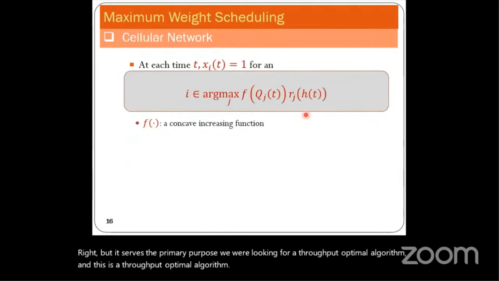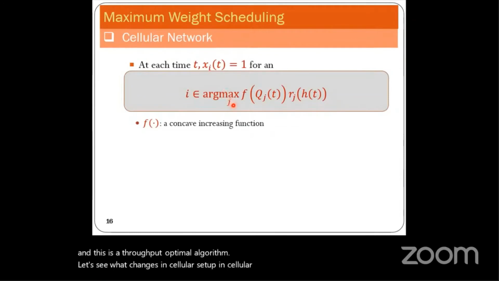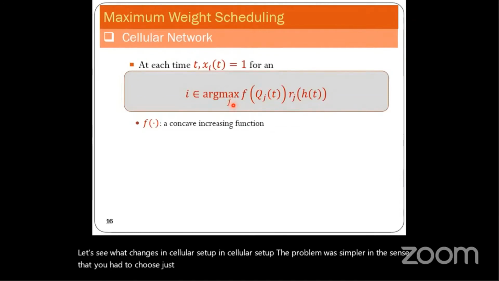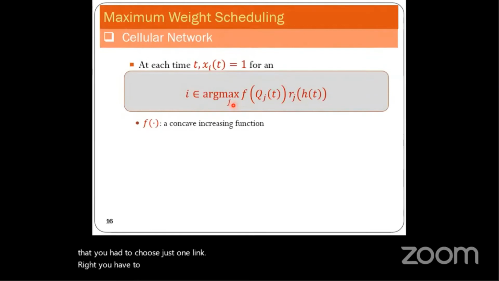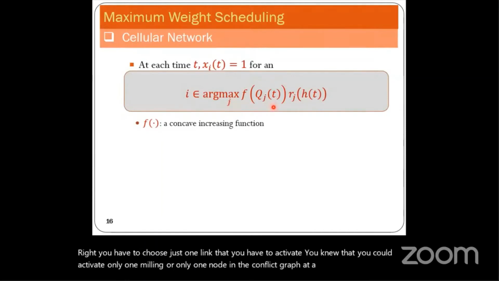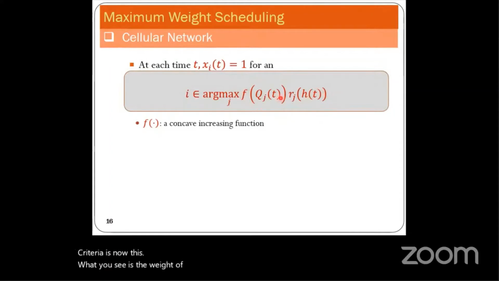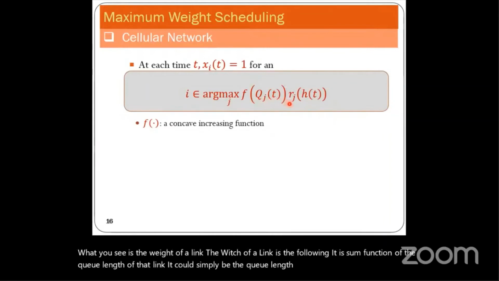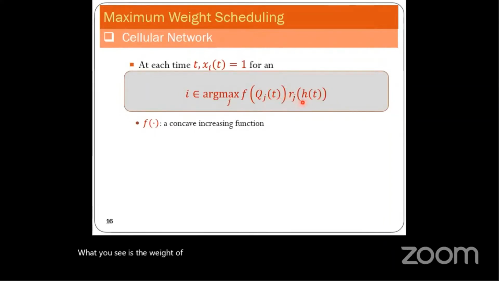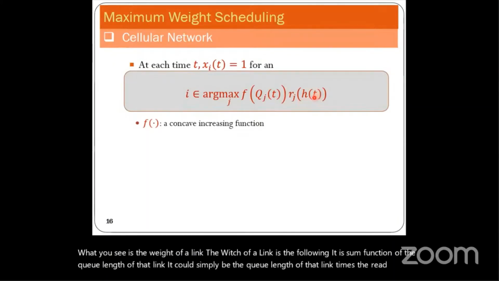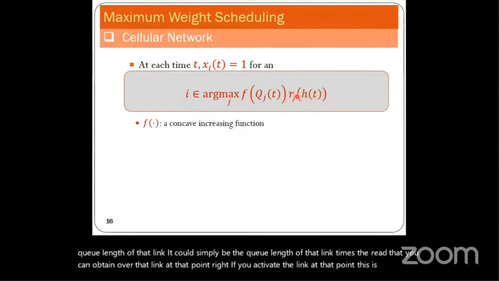Let's see what changes in cellular setup. In cellular setup, the problem was simpler in the sense that you had to choose just one link, right? You knew that you could activate only one link or only one node in the config graph at a time, right? Now, the difference with respect to the previous criteria is this. What you see is the weight of a link. The weight of a link is some function of the Q length of that link. It could simply be the Q length of that link times the rate that you can obtain over that link at that point, right? If you activate the link, this is the rate that you would achieve. So you do this product.